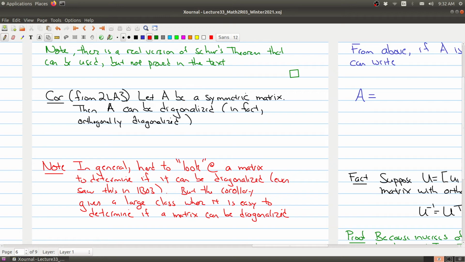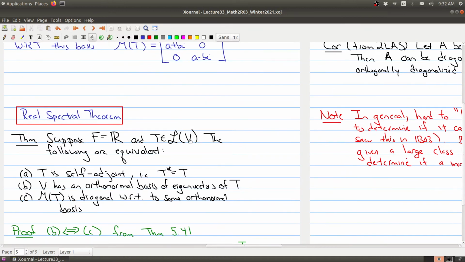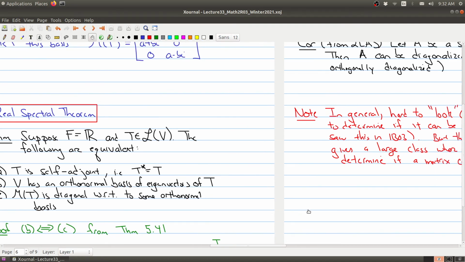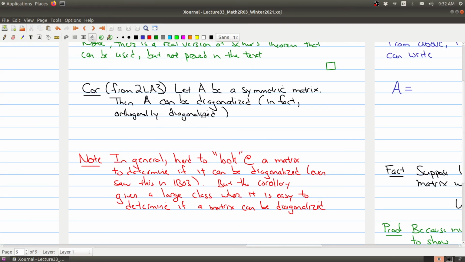yes, I know that this matrix can be diagonalized. And the reason you can do that is because it's a consequence of the real spectral theorem. If the matrix is symmetric, that means if we think of it as an operator, it's self-adjoint, and so this theorem tells me, yes, you can diagonalize it. That's a handy result, and it ties back into something you may have seen in the 2LA3 course, and definitely in Math 1B03 when we talked about diagonalization. In the last part, I'm just going to talk briefly about what's called spectral decomposition.